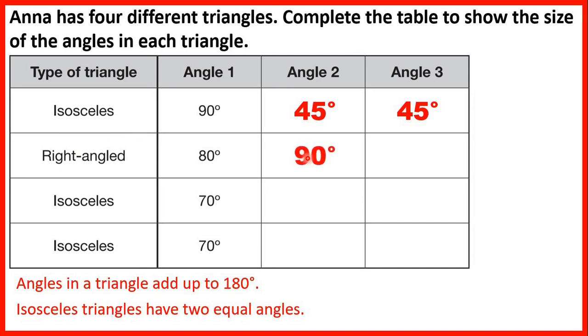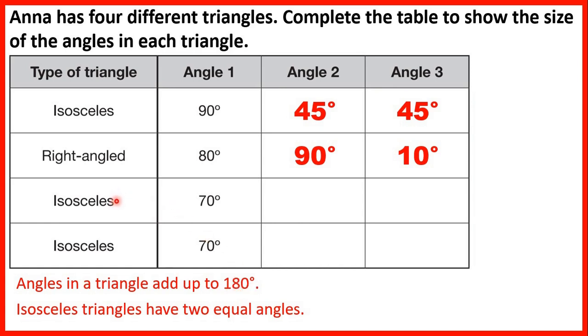So one of our angles has to be 90 degrees, and then because angles in a triangle have to add up to 180, our other angle must be 10 degrees, because 80 plus 90 is 170, and then we need 10 more to get to 180.